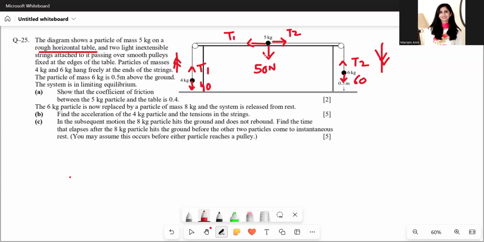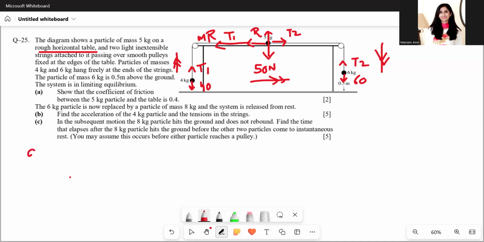The 5 kg particle will move in this direction, hence friction mu R will be in this direction, and R is the normal contact force, which is in this direction. Okay, the system is in limiting equilibrium. Show that the coefficient of friction between the 5 kg particle and the table is 0.4.